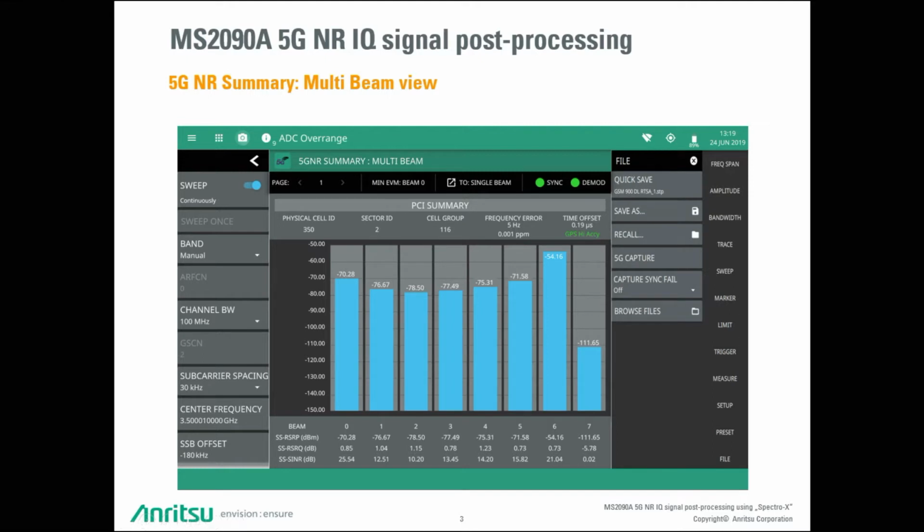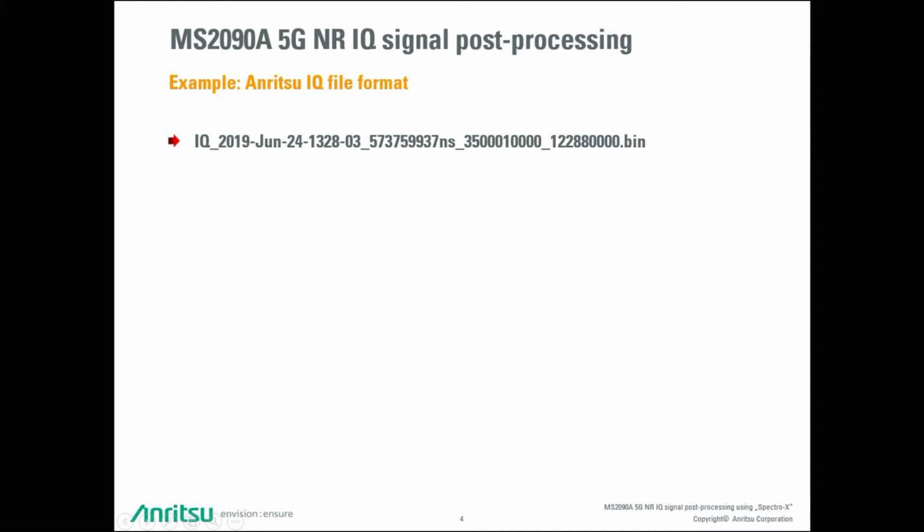In order to initiate an IQ capture of such a 5G new radio signal, you just enter the MS2090A file menu and you tap on this button, 5G capture. This operation takes a 40 millisecond long time record of IQ data, which is finally saved into the internal memory. The resulting file name looks a little bit cryptic.